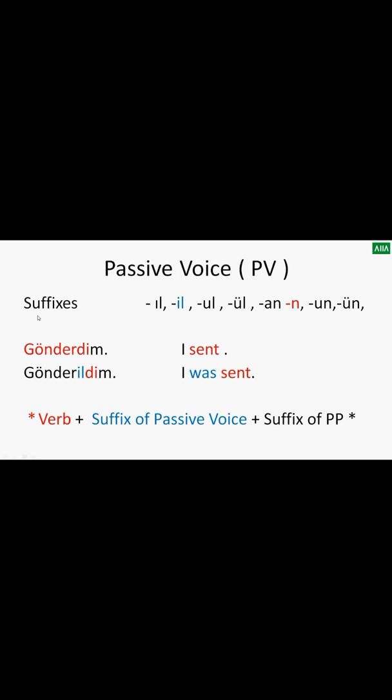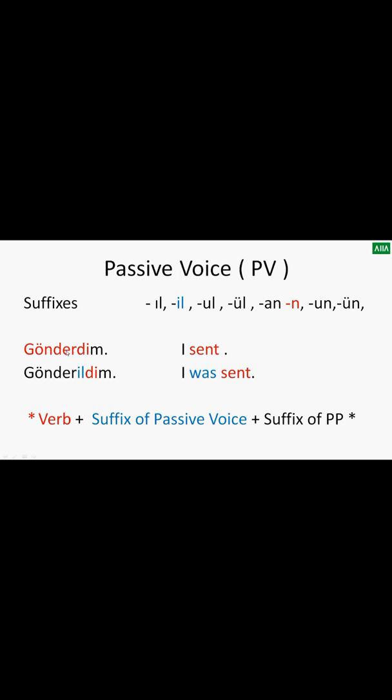So here, ıl, il, ul, ül. We also use some for certain verb actions, not all. Generally, we use ıl, il, ul, ül. These are the main suffixes of passive voice in Turkish. At the same time, we also use en, an, un, ün.